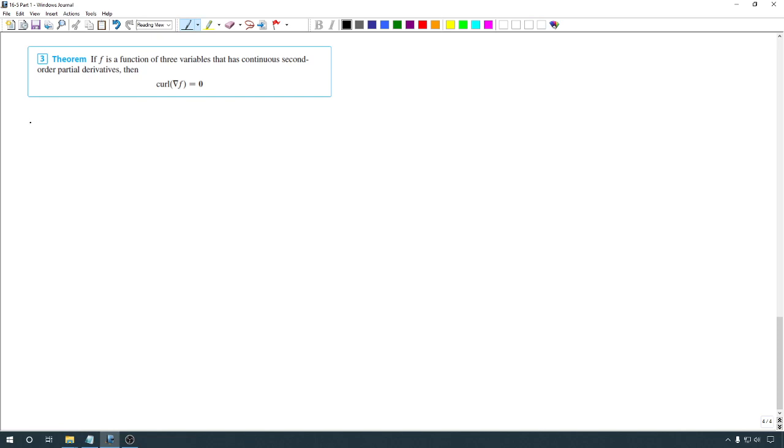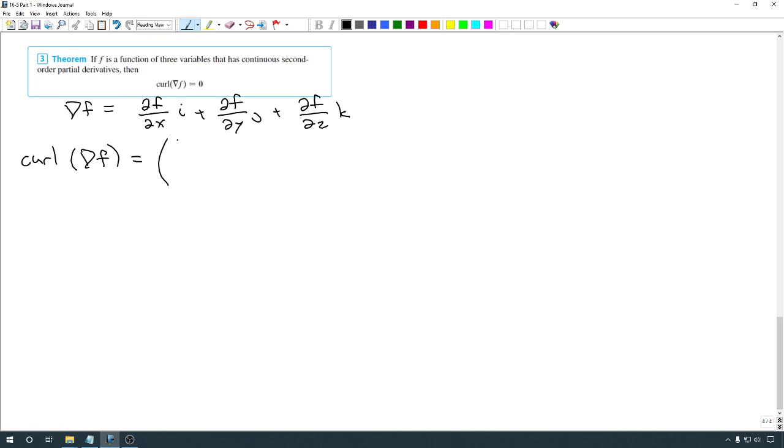So we just have to go through the whole process of actually taking the curl of this. So remember, the gradient of f, so nabla f, is equal to the derivative with respect to x of f, i, derivative with respect to y, j, and derivative with respect to z, k. We take the curl of that. Now, you can go ahead and do all the stuff with the determinant and everything like that. I'm going to skip right to what we get from that.